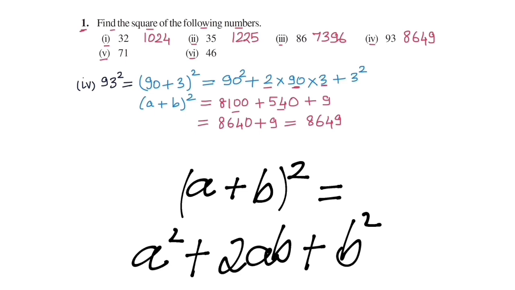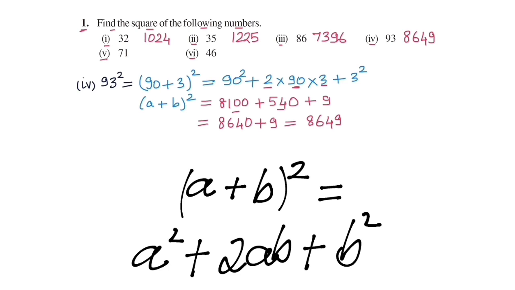Clear? So in this way we can find the square of any given number. Just you need to break it such that one of its numbers must have 0 at its unit place. Why?